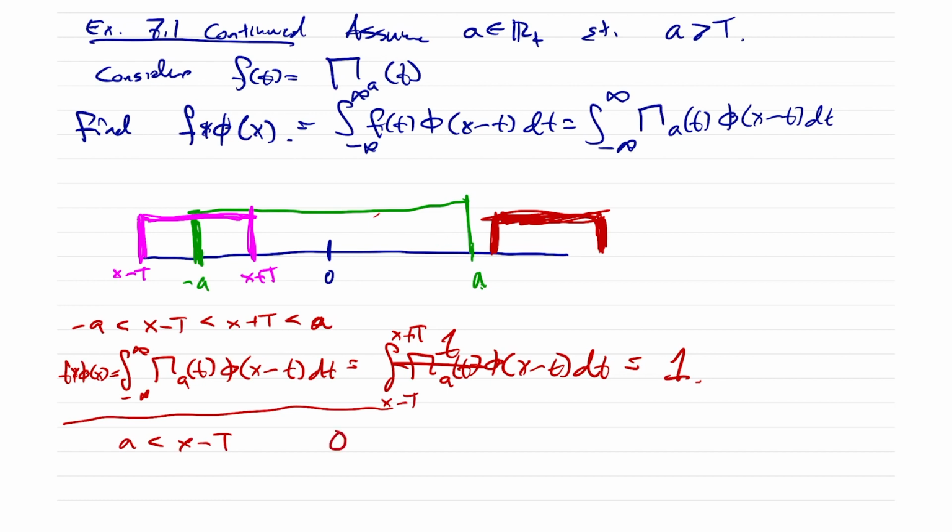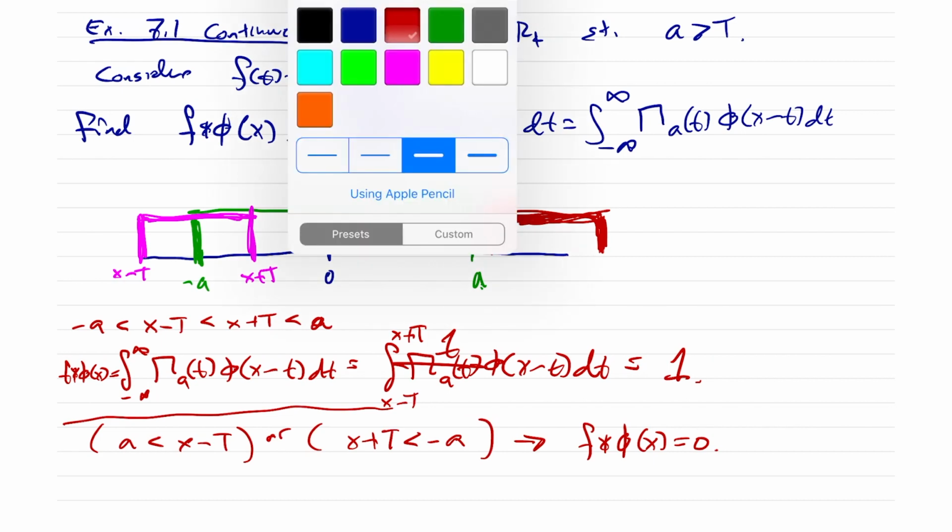And you can also have the case where x plus t is less than negative a, and so this gives us f convolved with phi at x is equal to 0. Okay, so we have 2 regions that we've worked out so far.